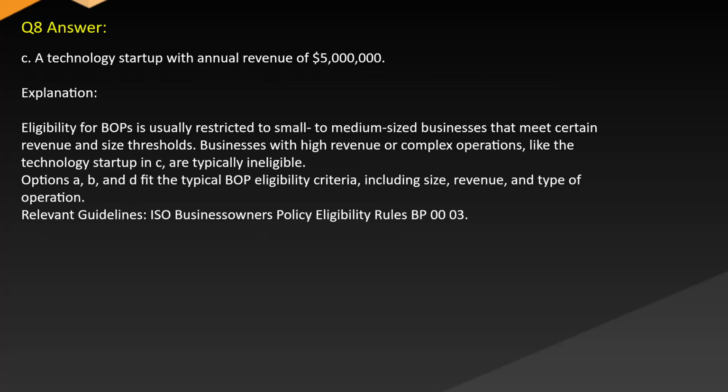Answer: C. A technology startup with annual revenue of $5 million. Explanation: eligibility for BOPs is usually restricted to small to medium-sized businesses that meet certain revenue and size thresholds. Businesses with high revenue or complex operations, like the technology startup in C, are typically ineligible. Options A, B, and D fit the typical BOP eligibility criteria, including size, revenue, and type of operation. Relevant guidelines: ISO Business Owners Policy Eligibility Rules, BP03.